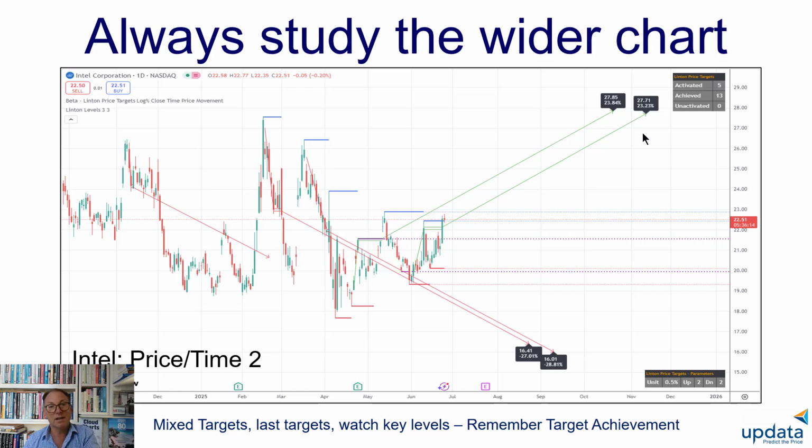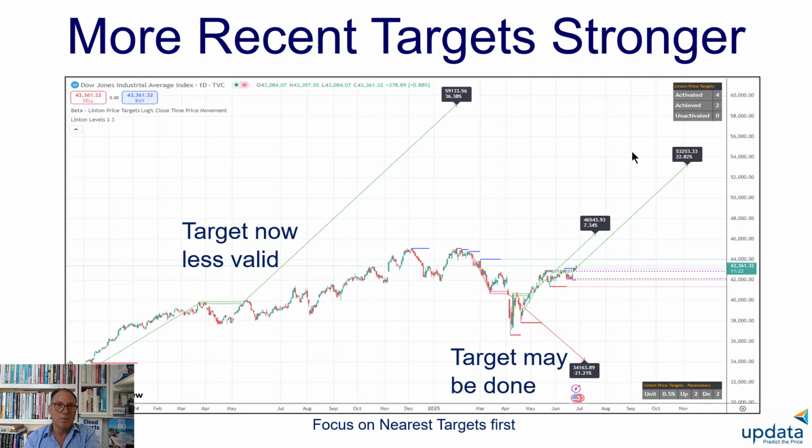The upside targets are more recent targets, so we tend to give those a little bit more value. But this chart is roughly moving sideways, and we need to really break into these new price areas to feel more confident about those targets. The more recent targets, as I say, are the ones that we would look to as being stronger.